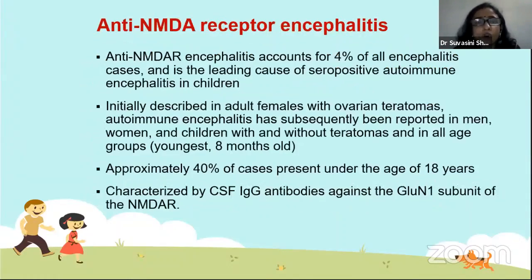So coming to the commonest form of autoimmune encephalitis in children, which is anti-NMDA receptor encephalitis, and this is the leading cause of seropositive autoimmune encephalitis in children. Initially, this was described in adult women with ovarian teratomas, but later it has been described in men, women, and children with and without teratomas, and in all age groups, and it has also been described in infants. Approximately 40% of cases present until the age of 18 years, and the characteristic diagnostic feature is the presence of CSF IgG antibodies against the GluN1 subunit of the NMDA receptor.